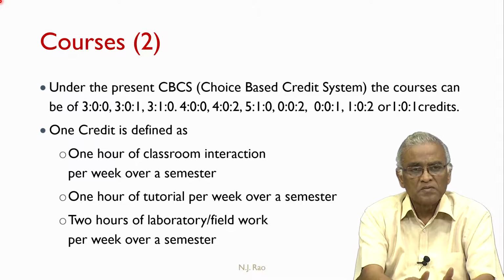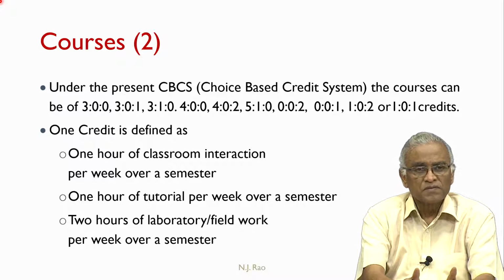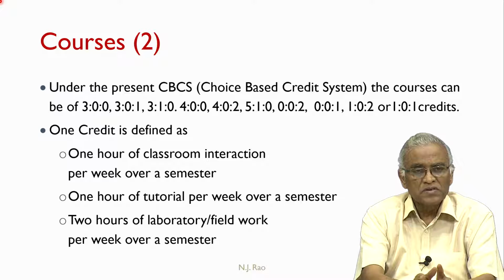A pure theory course can be 3:0:0, or it could be 3:0:1. What it means is you have 3 credits for theory, the classroom interactions, and 1 credit for laboratory.